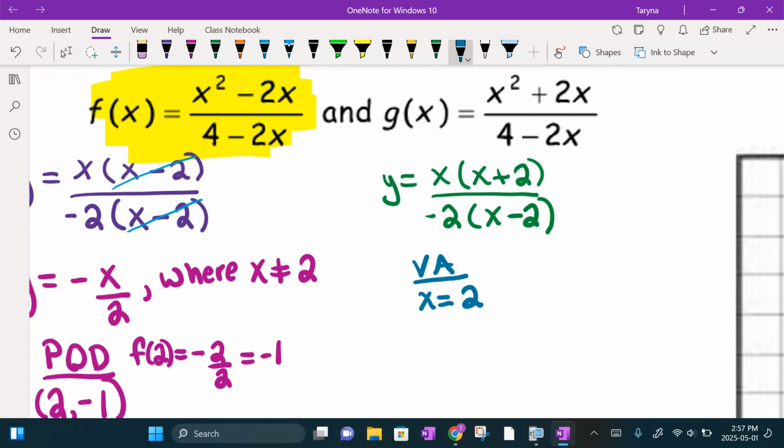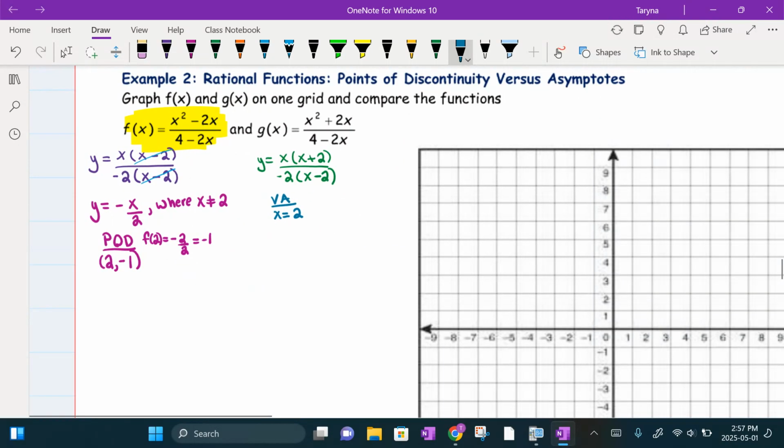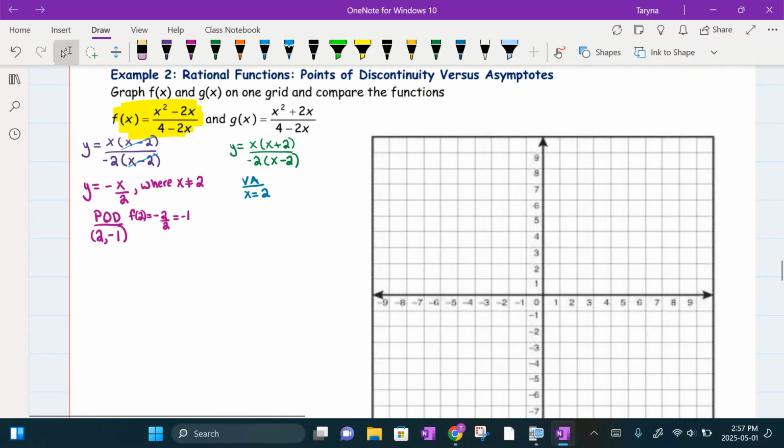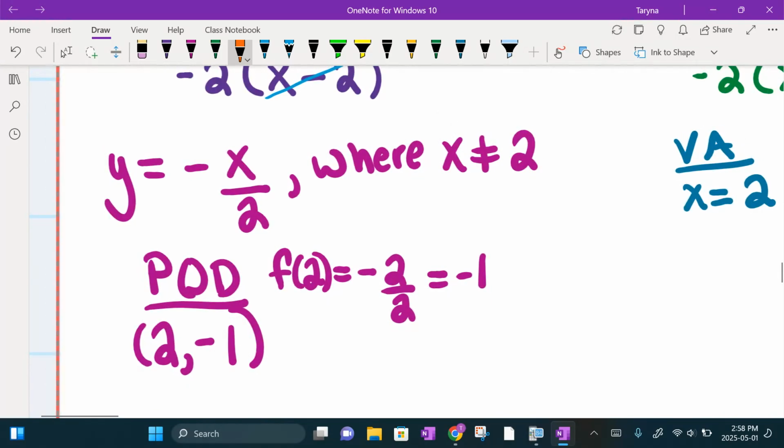So from there, we can now grab our calculator, but let's do one at a time. If I wanted to do f of x first, I would go, okay, I'm going to plot my POD. So 2, negative 1. And then I technically wouldn't grab the calculator, because do you guys remember how to graph a linear line? Does anybody remember how to graph this without the calculator? I would just go down 1 over 2, down 1 over 2.